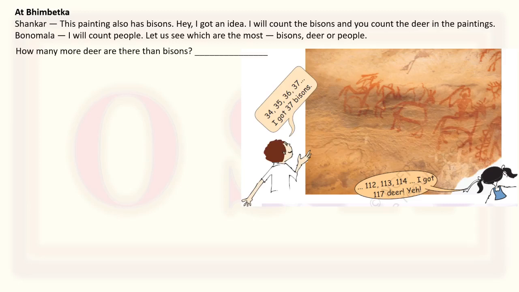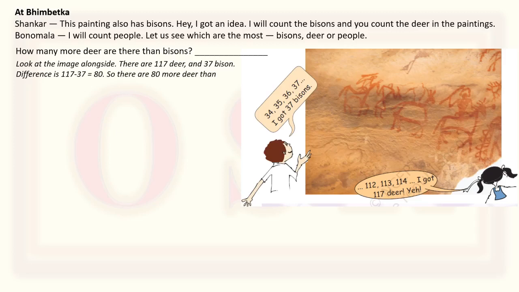So look at the picture, guys, fast. Okay, look at the image alongside. There are 117 deer and 37 bisons. The difference is 80. So there are 80 more deer than bisons, right?